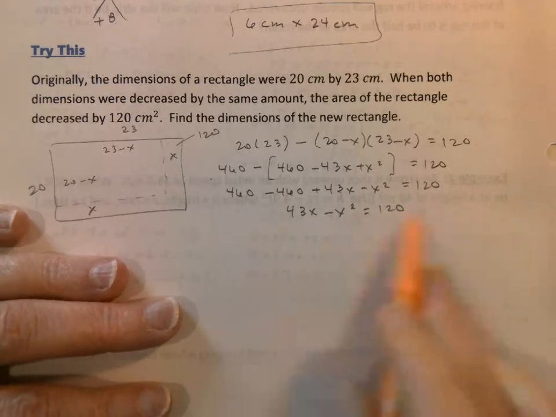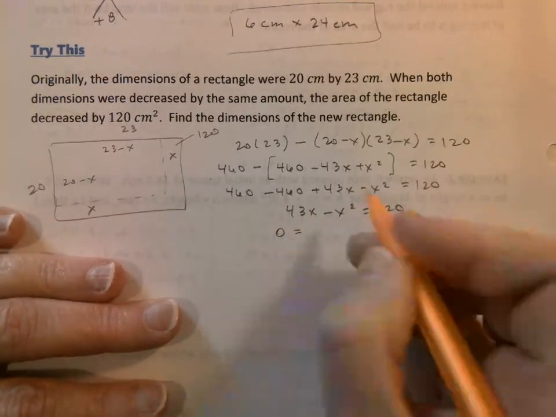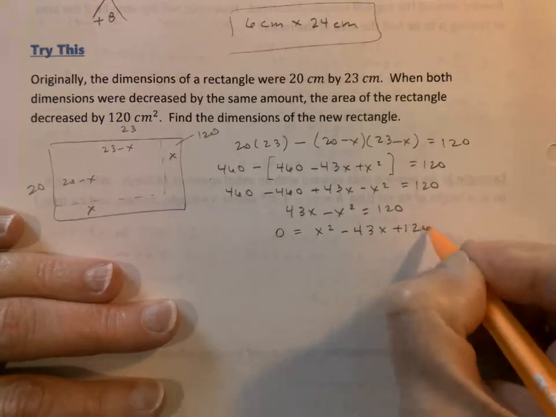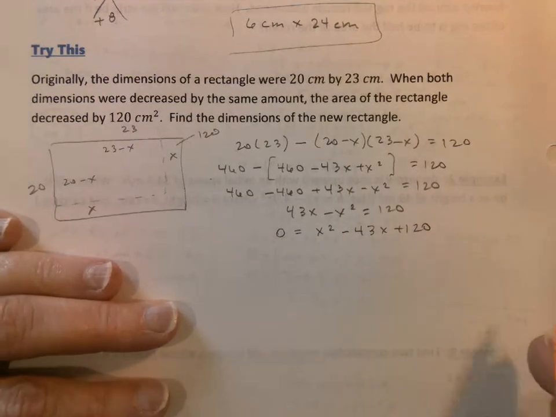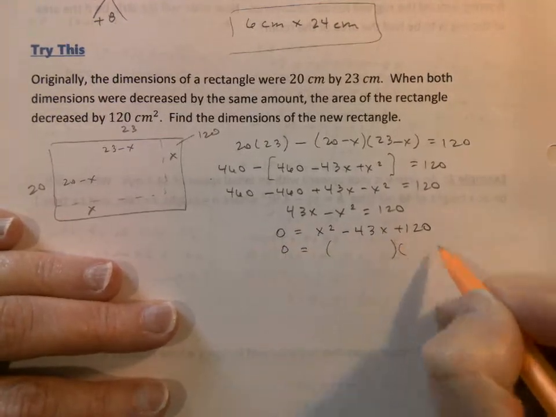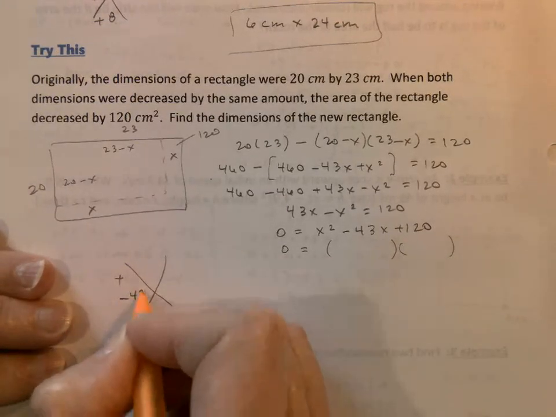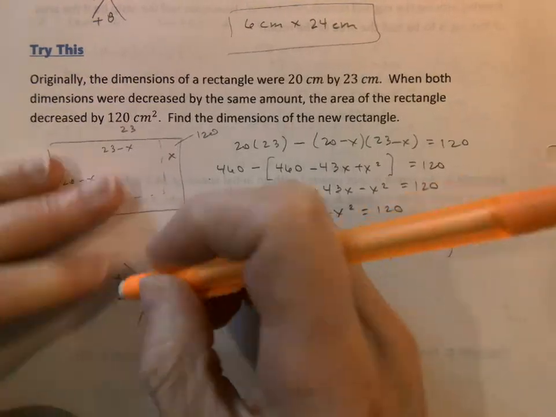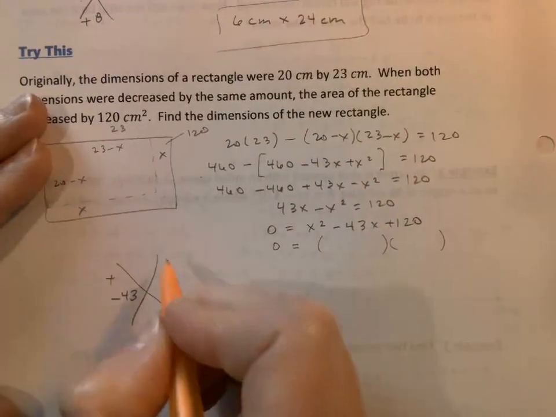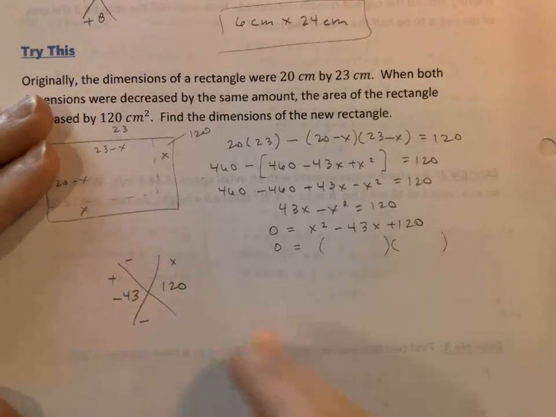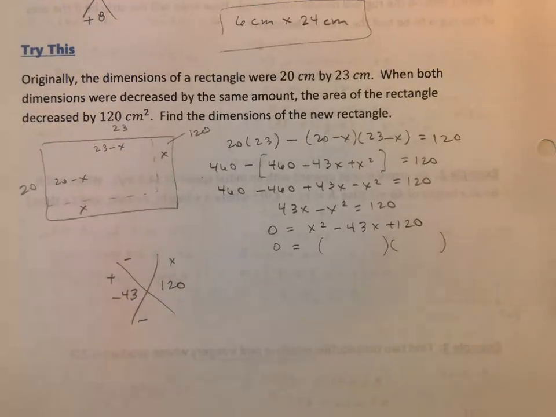I'm going to move everything to the other side. So I'm going to have 0 equals x squared minus 43x plus 120. And I'm allowed to do that. I'm going to factor it on this side. So now I factor. And what I'm looking for is two numbers that will add to negative 43 and multiply to give me 120. And since this is positive and this is negative, these need to be negative. So two numbers that I can multiply to get 120 that if I add will give me 43.